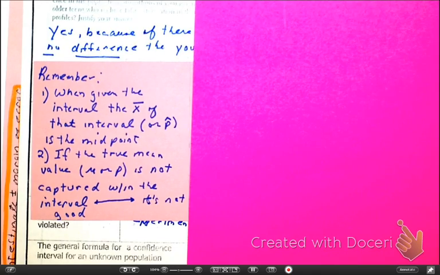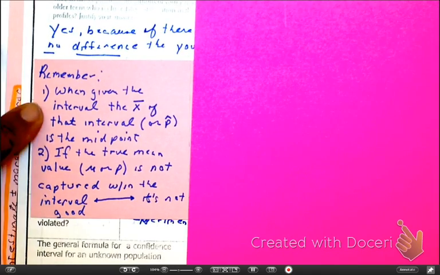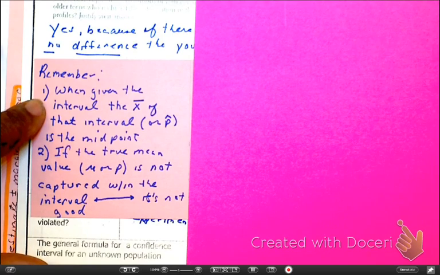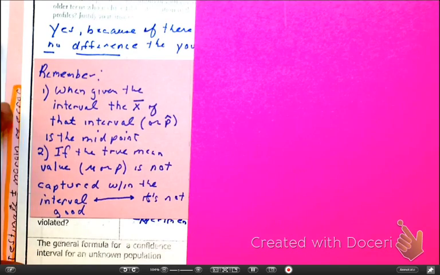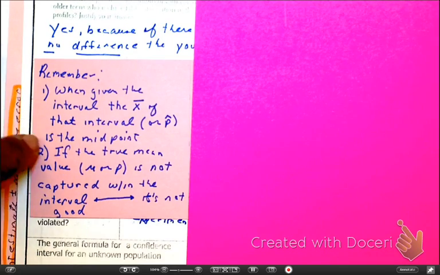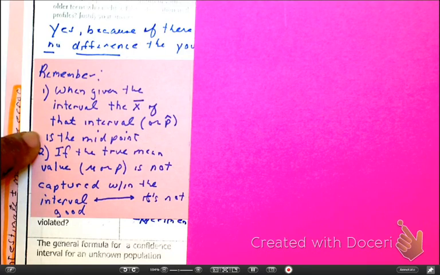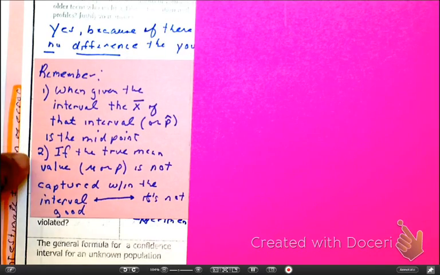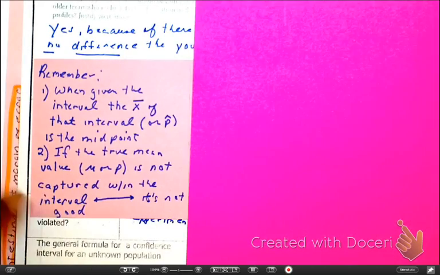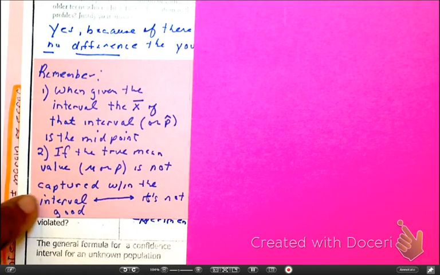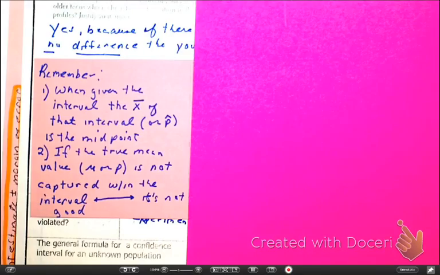Now, as I wrap this up, there's a couple of things I need you to remember. When you give the interval of x bar or p hat, basically the midpoint is going to be the point estimate. Okay? If the true mean value, mu or p, is not captured within the interval, it is not good.